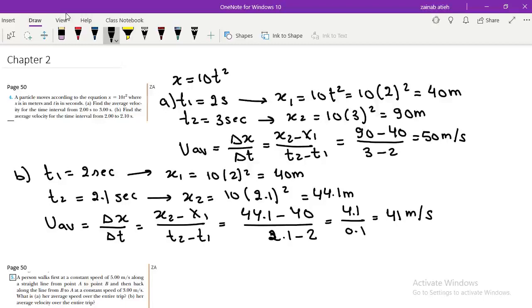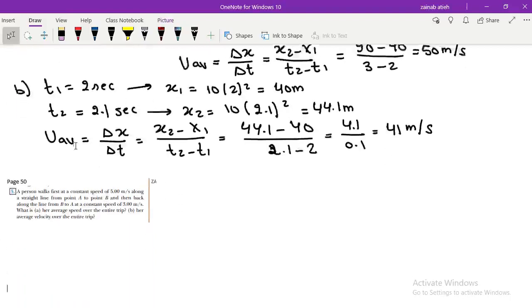You can see that whenever I change the time interval between 2 and 3, the average velocity is different from the average between 2 and 2.1. It's okay because I'm finding an average velocity between two different instances. Okay, there's no problem. Now let's move to problem 5 in the same page.